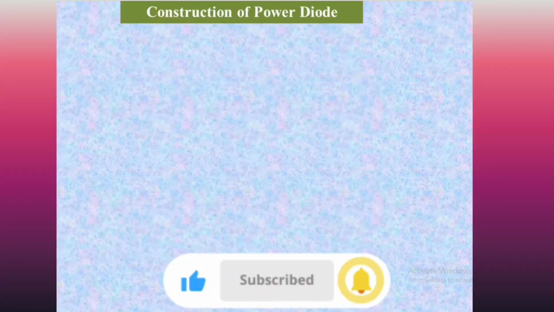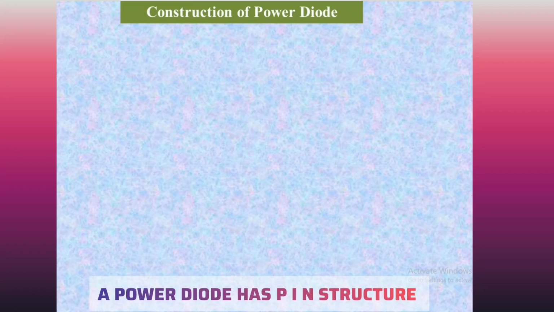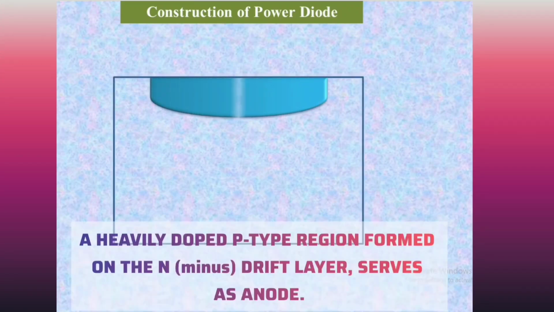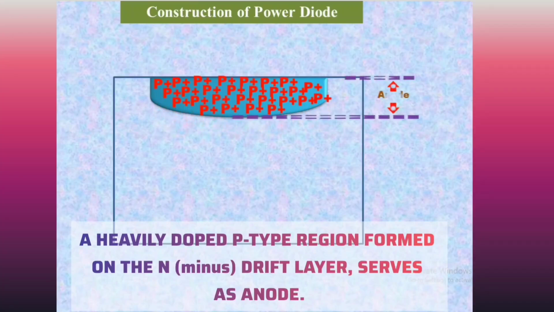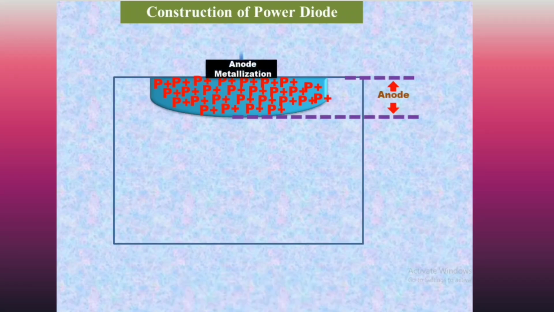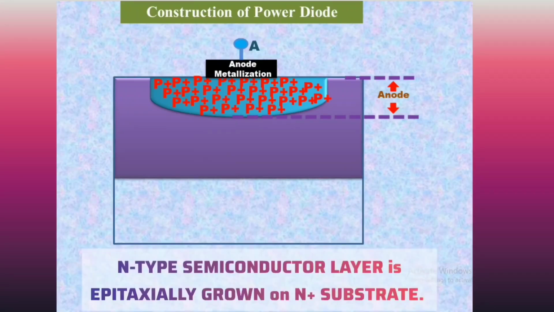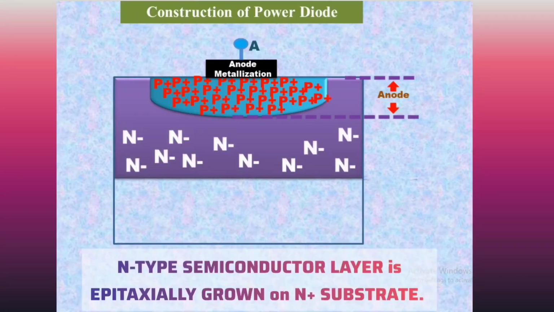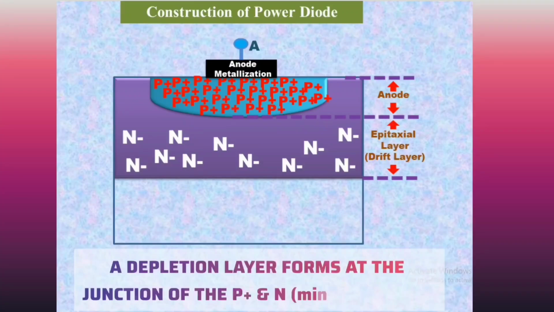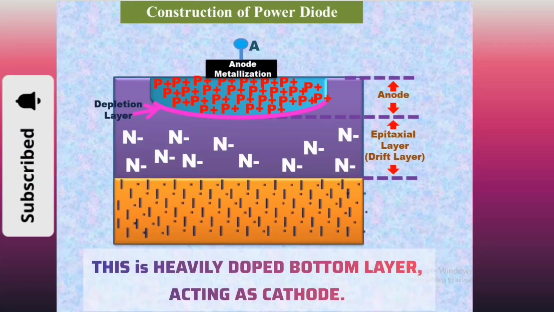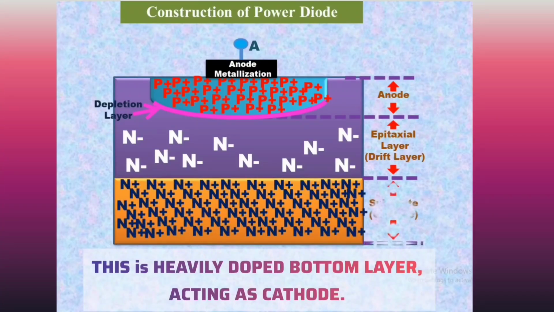Let's see the construction of a power diode. A power diode has a PIN structure. P plus region: a heavily doped p-type region formed on the N- drift layer serves as the anode. N- drift region: a lightly doped or nearly intrinsic N-type semiconductor layer is epitaxially grown on the N plus substrate. A depletion layer forms at the junction of the P plus and N- regions.